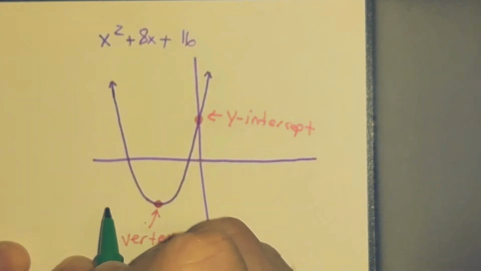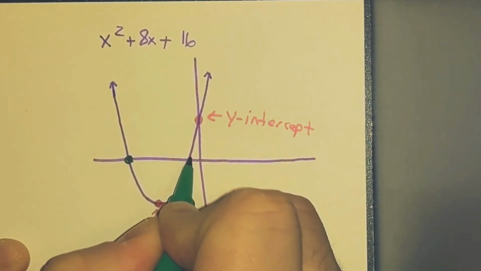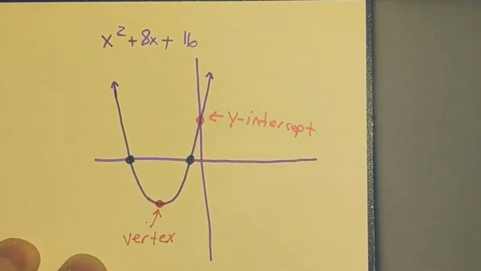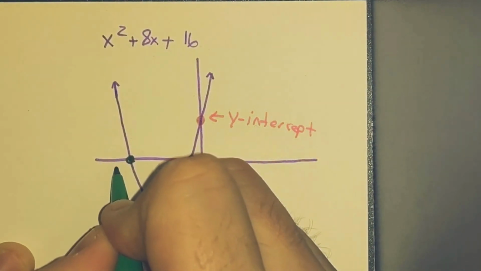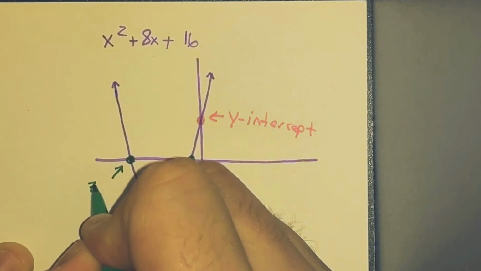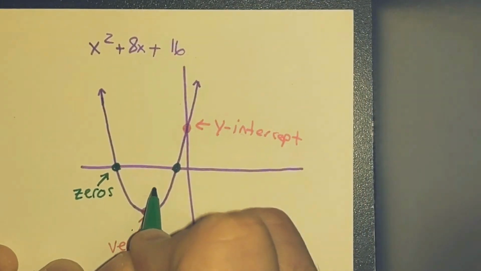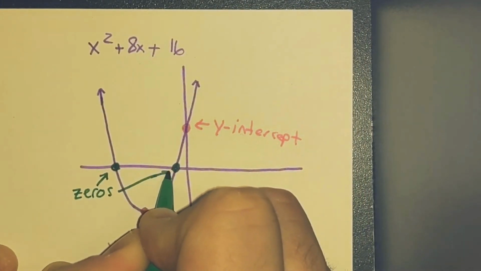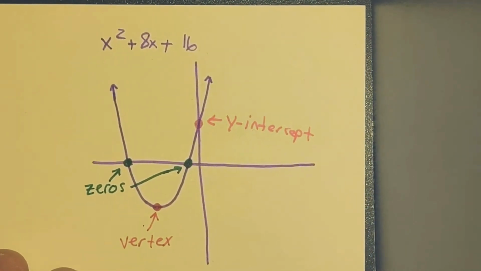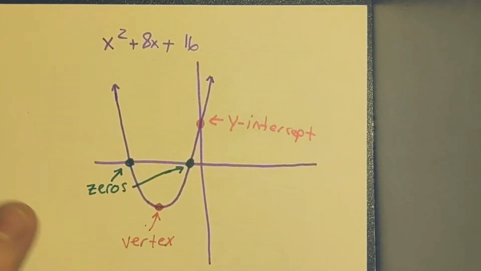Now, this parabola also has 2 places where it crosses the x-axis. So they're like the x-intercepts, but they are called zeros. So we've got a zero there and a zero there. Depending on what the graph looks like, you could have 1 zero, you could have 2 zeros, or you could actually not have any. So those are the 3 places where dots intersect.